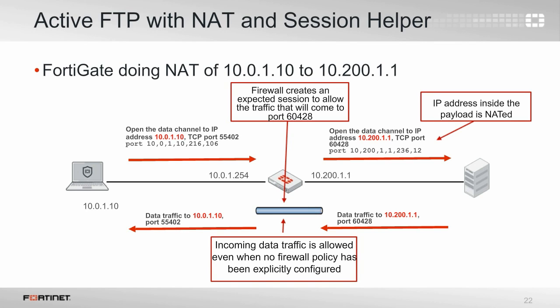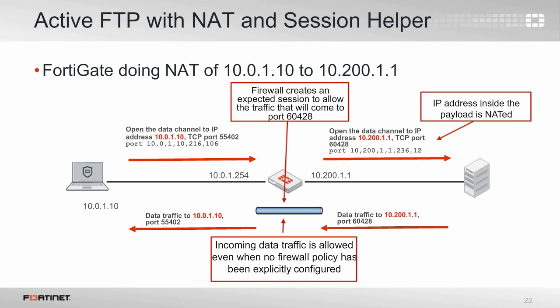Let's replace the router with FortiGate. This is what the FortiGate session helper does. When the packet with the FTP port command arrives at FortiGate, FortiGate not only translates the source IP address in the IP header, the session helper also translates the IP address inside the FTP port command. If the source port is also translated in the TCP header, the session helper also does the same in the port command.